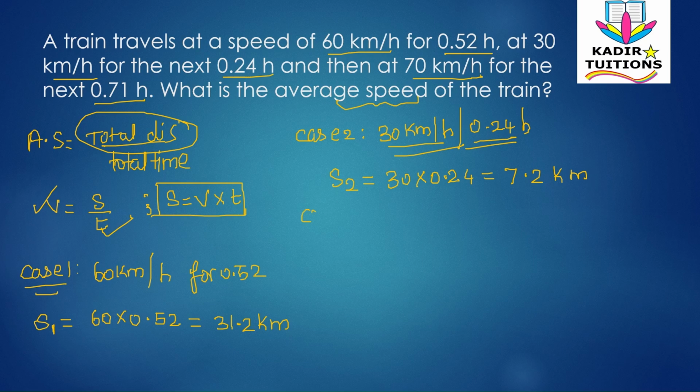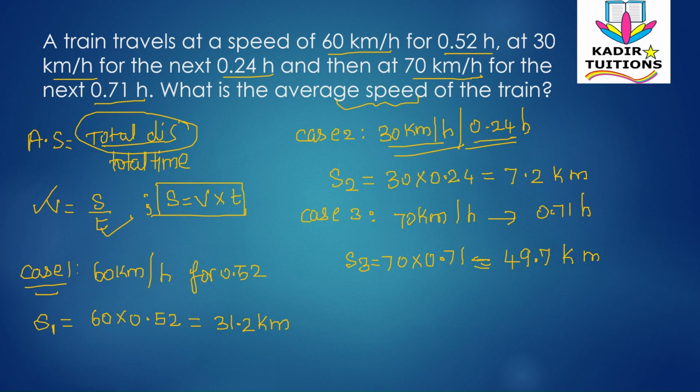And our case 3 is, how much is the speed? It is 70 kilometer per hour. And what about the time duration? The time duration is 0.71 hour. Then what about the distance traveled in case 3? It is S3 equal to 70 into 0.71. If we multiply that, we'll get 49.7 kilometer. So we found all three distances, and we know all three time durations.